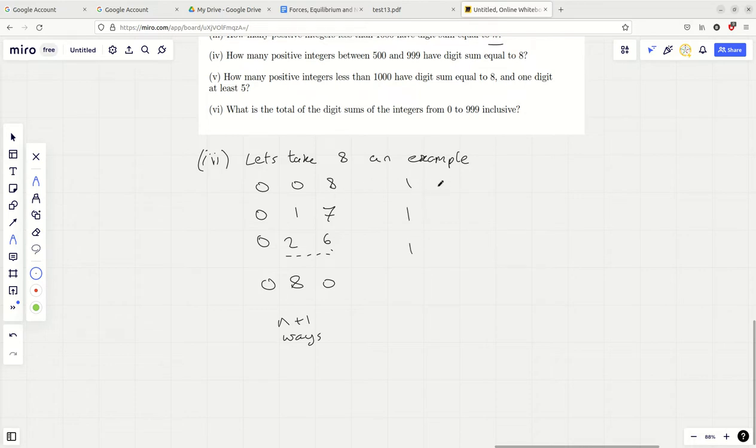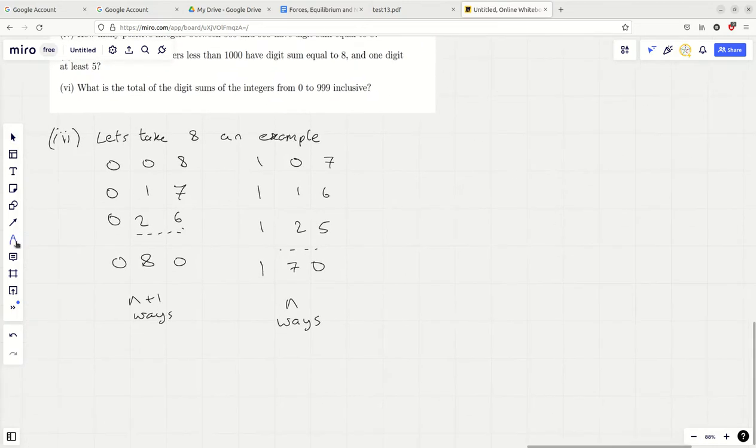Now, all of a sudden, I'm going up to 7 now, aren't I? Because I've already got 1. So really, I'm dealing with 7 here. So I'm going to have 0 and 7, 1 and 6, 2 and 5, dot, dot, dot, all the way up to 1, 7, 0. How many ways are there? Well, there'll be n ways there because you'll be on a number 1 less than the n value here. So that's n ways. And then I do exactly the same thing, but with 2.